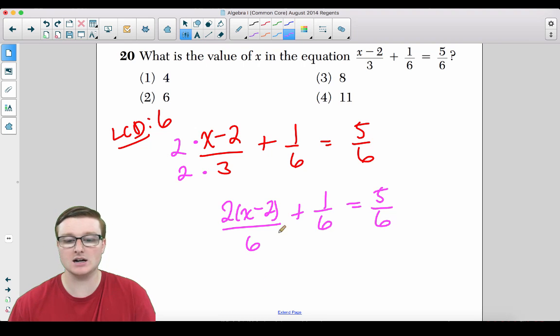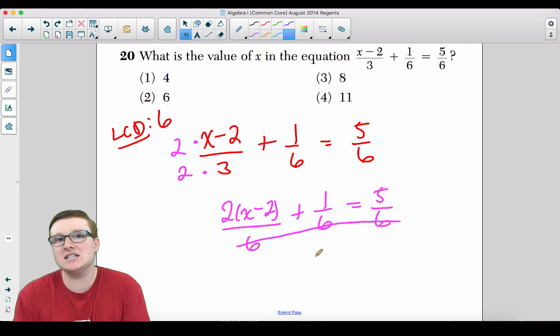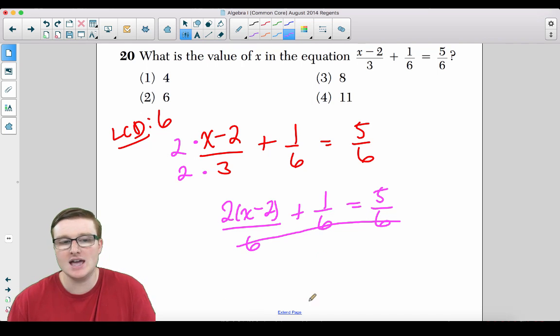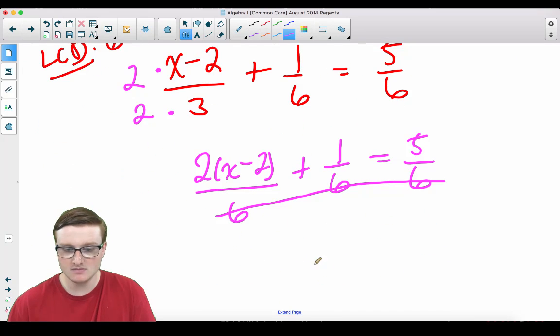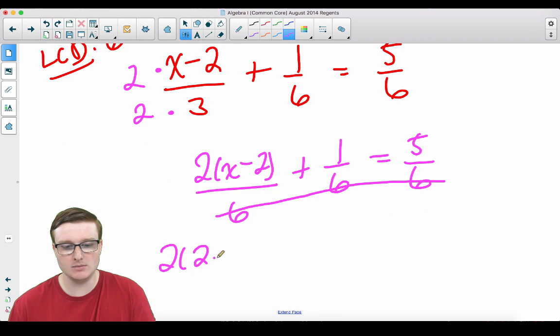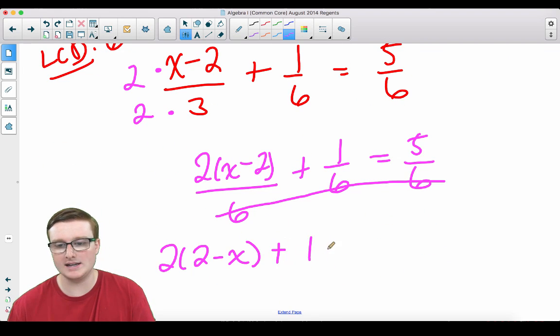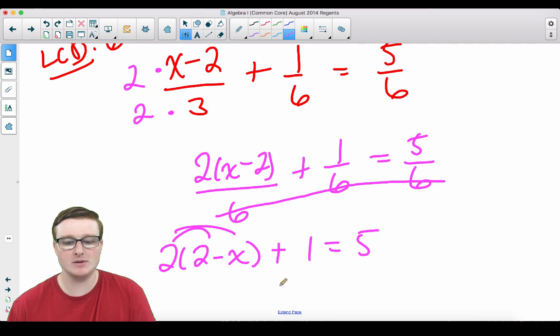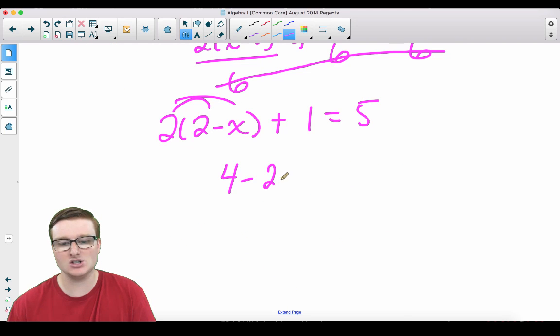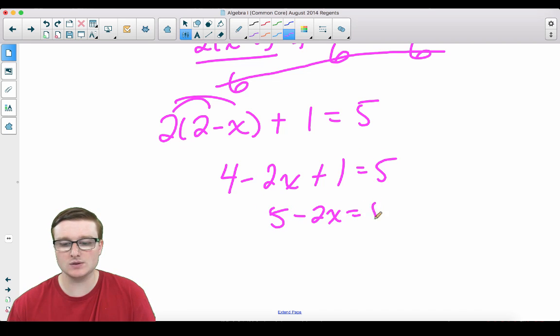So, now from here, I can now just cancel out these 6's. Once you have the same LCD, you could wipe out those denominators and just solve for x. Let's do it. 2 times (2 minus x) plus 1 equals 5. Distribute that 2. We get 4 minus 2x plus 1 equals 5. 4 plus 1 is 5, minus 2x equals 5.